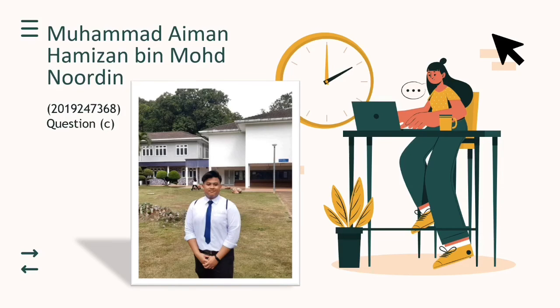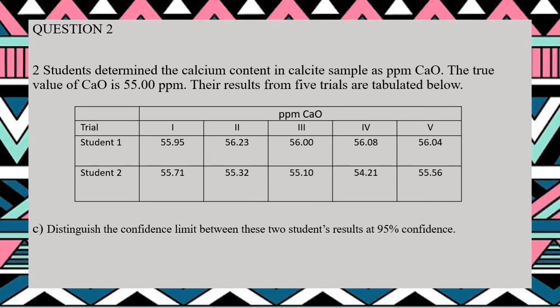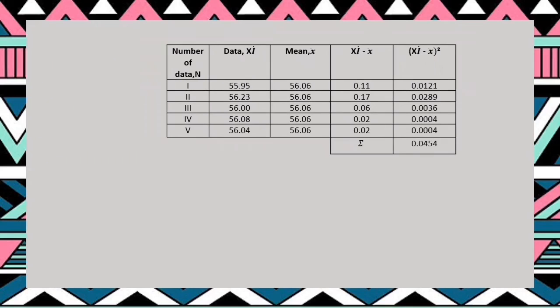My name is Muhammad Aiman Hamizan bin Muhammad Nordin, and I will be presenting question 2C. So the question is, distinguish the confidence limit between these two students' results at 95% confidence. So I have tabulated the data, and first we need to find the mean.